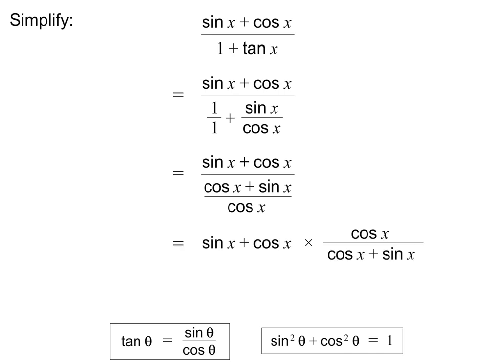And because we have one term in the denominator, we can multiply by the reciprocal of the fraction we are dividing by. If we put brackets around sine x plus cos x, we can cancel as follows.